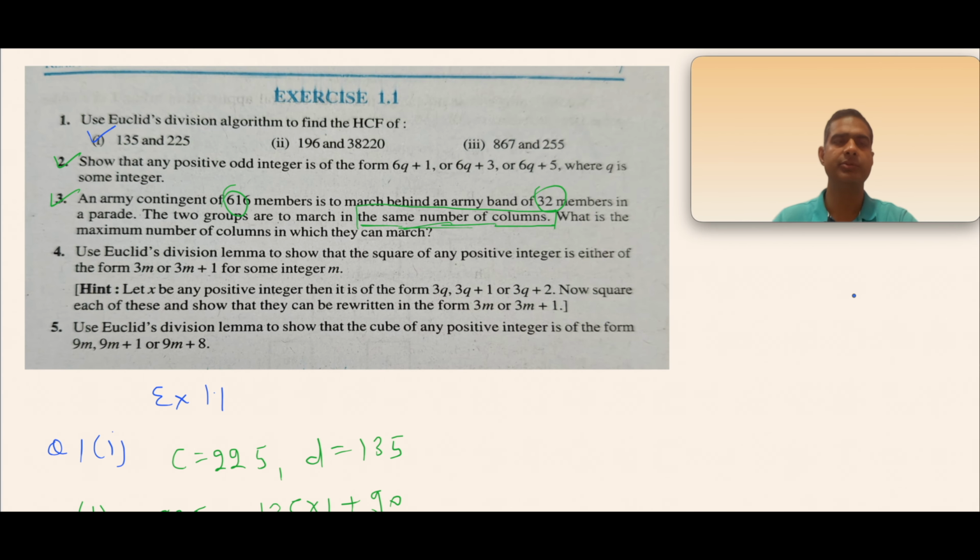So these were the questions from exercise 1.1 of NCERT. Now we will move ahead with the fundamental theorem of arithmetic.